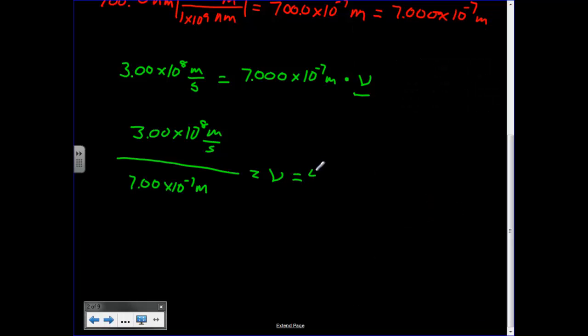So we get 4.29 times 10 to the minus 14th. Oh, actually positive 14, I'm sorry, positive 14th per second. So basically that means we have 4.29 times 10 to the 14th waves every second go by us. Okay? And so the calculation is just simply trying to get from the speed of light. If you're given frequency, you should be able to calculate wavelength. If you're given wavelength, you should be able to calculate frequency.